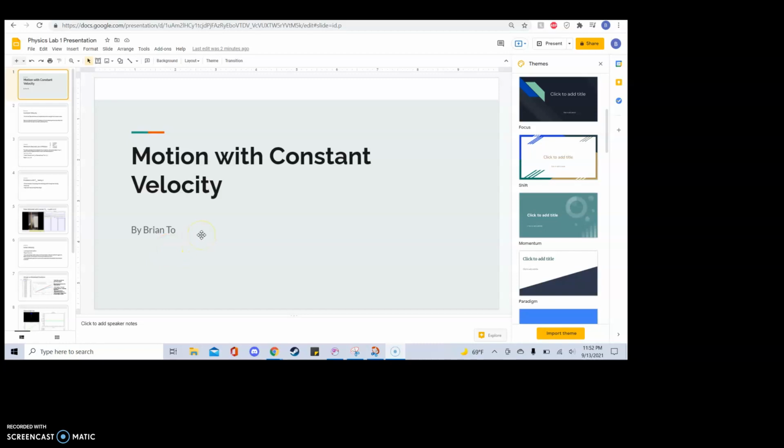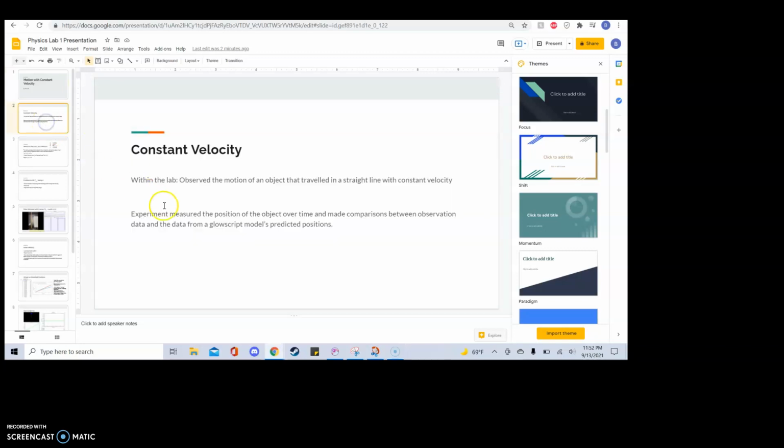Hello, my name is Brian Toe, and this is my lab report for the Motion with Constant Velocity lab. Within the lab, we observed the motion of an object, in this case a marker, as it rolled in a straight line with constant velocity. The experiment measured the position of the object over time and made comparisons between the observation data through Tracker and the data from a GlowScript model's predicted positions.